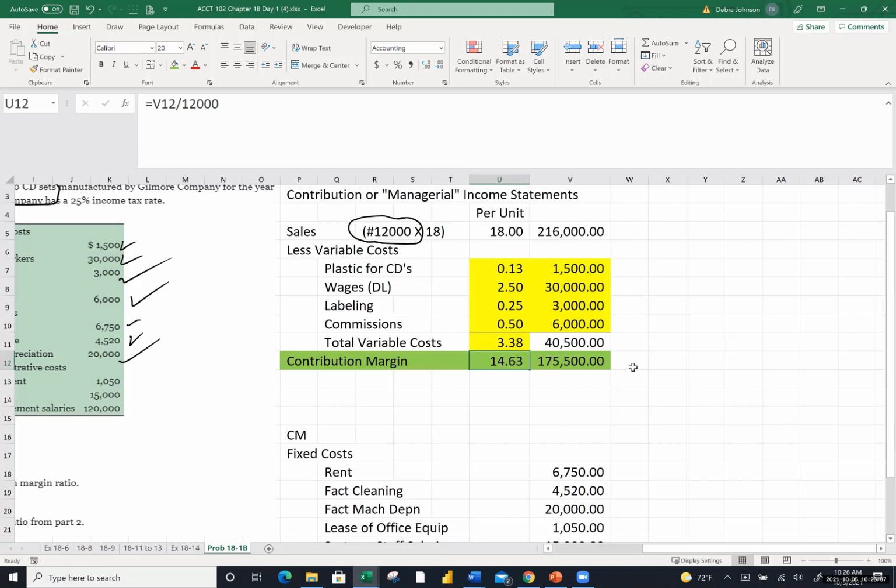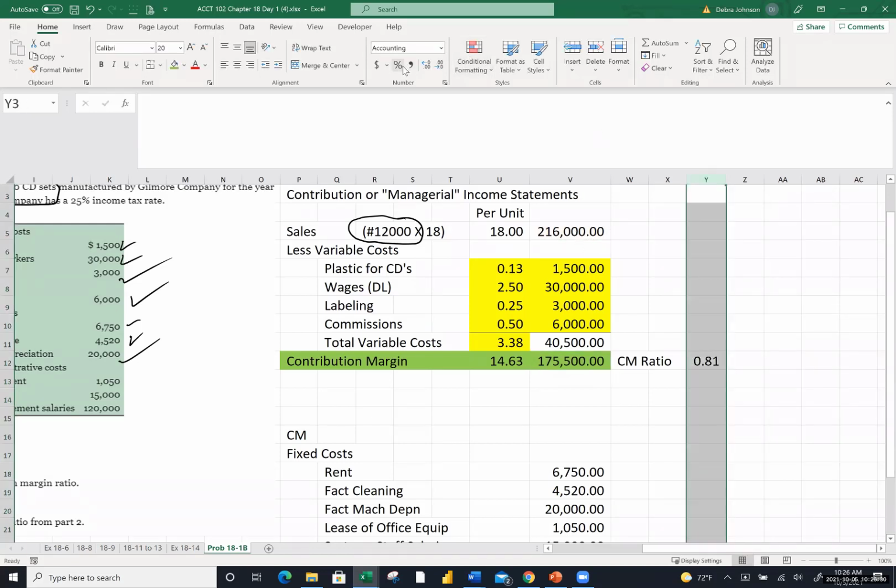And then I'm going to go the extra length. I don't know if the problem asks me to do it or not. I'm going to do it on a percentage basis as well. And we call that the contribution margin ratio. And to get that percentage, I'm going to take the contribution margin and divide by the sales. So I'm going to put that in there, but then I'll go back and write a note on how I came up with that.